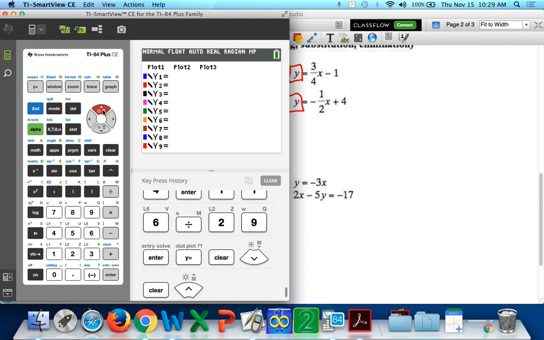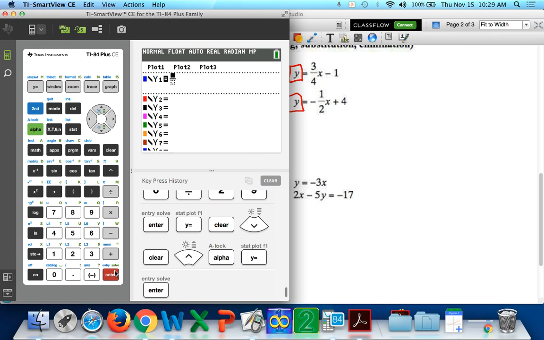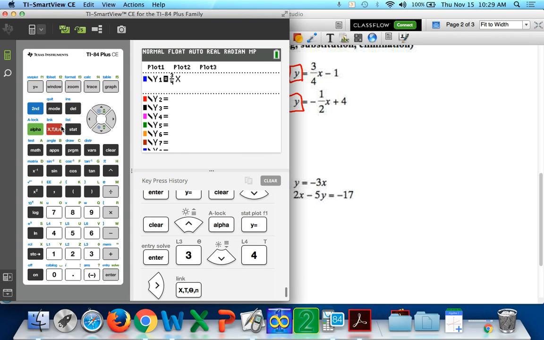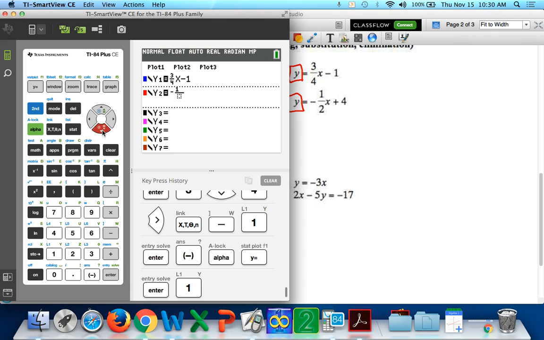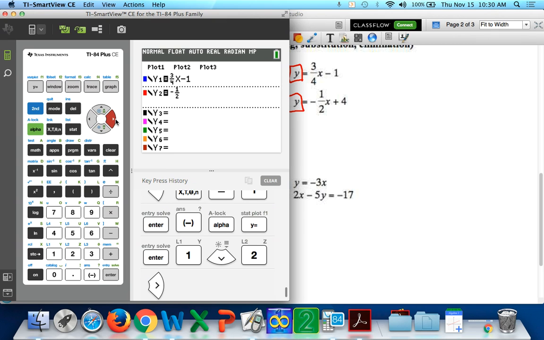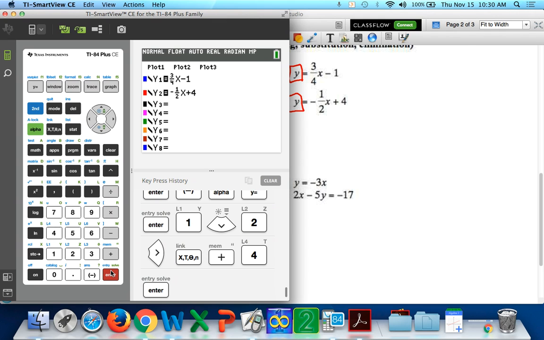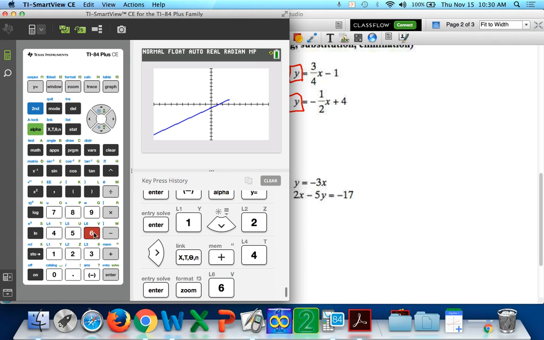So I'm going to clear out whatever someone left in the calculator. Alpha Y equals, enter. 3 over 4 x minus 1. Just do a quick double check. Make sure I'm typing this in right. Negative alpha Y equals, enter. 1 over 2 x plus 4. Do a quick double check. 3/4 x minus 1, negative 1/2 x plus 4. Zoom 6.